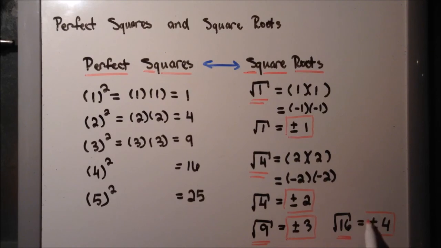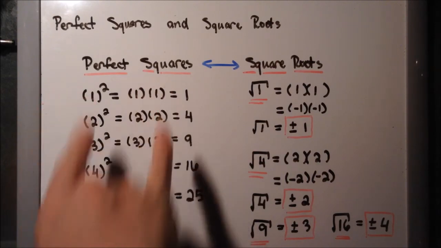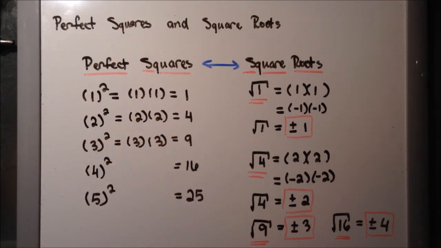positive negative 4. So again, make sure to remember when you're doing square roots that you always have to include both solutions. And in perfect squares, it's just the numbers times itself 2 times.